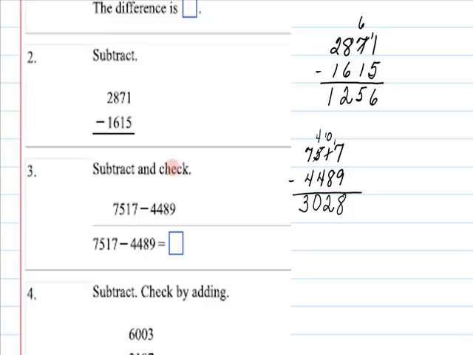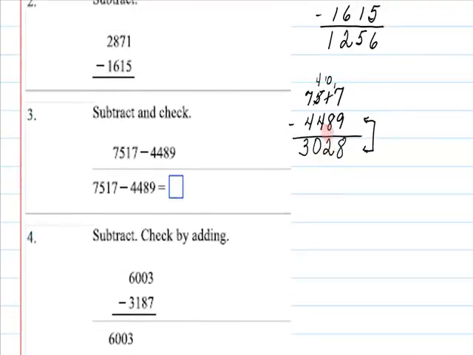Now, it says to check it. My MyMathLab won't know if you've checked it or not, but we should be able to check. To check, you're going to add these two numbers together to see if you get that largest number that's sitting on top. So let's see. 8 and 9 is 17. Write down the 7, carry a 1.